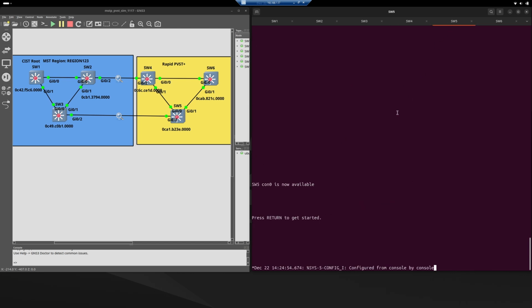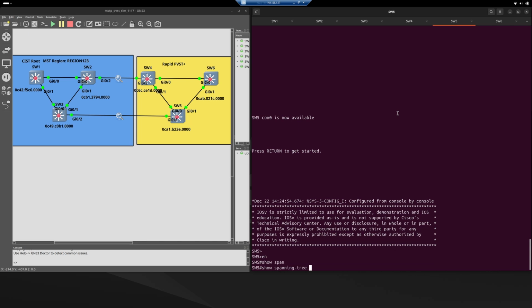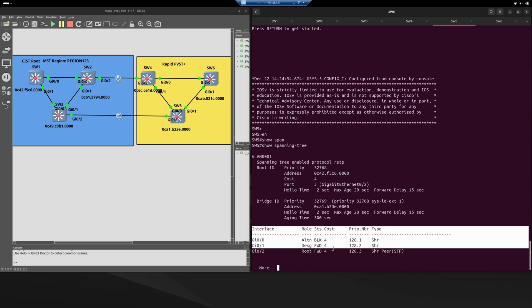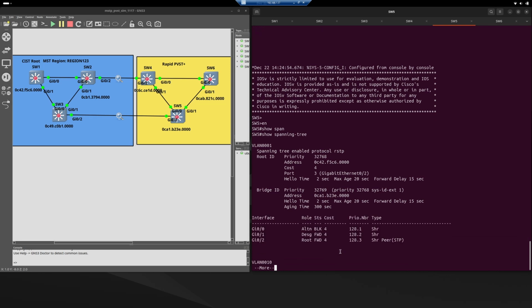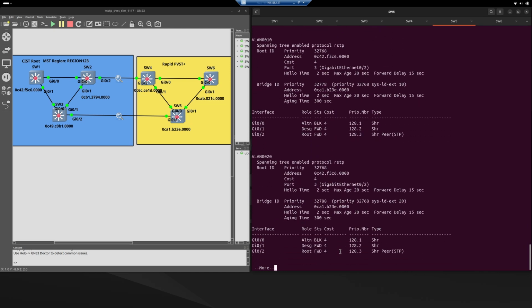And on switch 5, show spanning-tree, G0/2 is also a root port on switch 5, G0/0 is an alternate port here, so we are blocking this link, and the port roles and port states should be the same for every other VLAN as well.